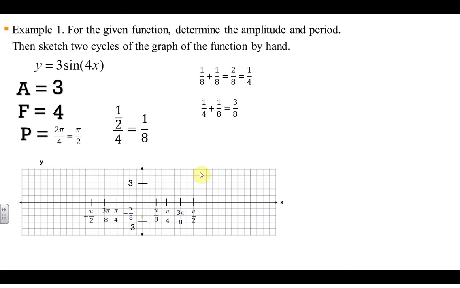So now that you have your critical values, you can just start plugging in your sine curve. You know that it starts at 0, it goes up to 1, well technically 3 because of our amplitude, back to 0, back to -3, and 0. Boom. And then you just work your way back and connect it with smooth curves.